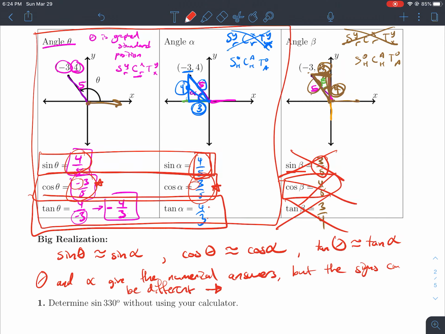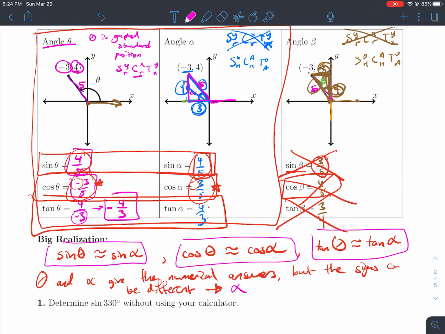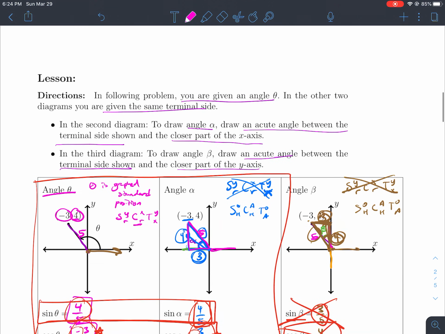And so that leads us to a really important idea. We started to call alpha the reference angle. And the reason why is it provides a reference. It's easier to work with sometimes than theta. But because they give such similar answers for each of the trig functions, it's a very useful angle to keep in mind. Alpha is called the reference angle. And it's important, when you want to construct alpha, alpha is always going to be an acute angle between the terminal side of theta and the closer part of the x-axis.